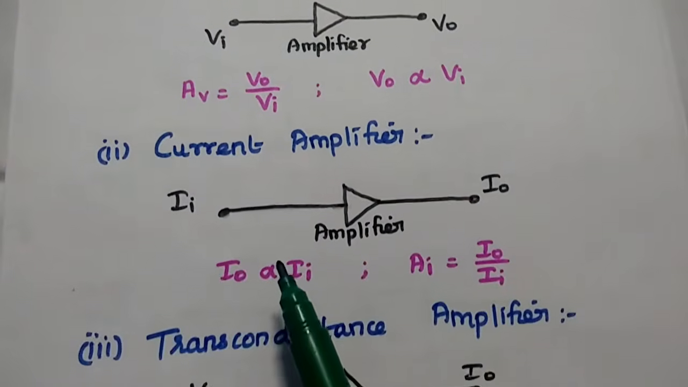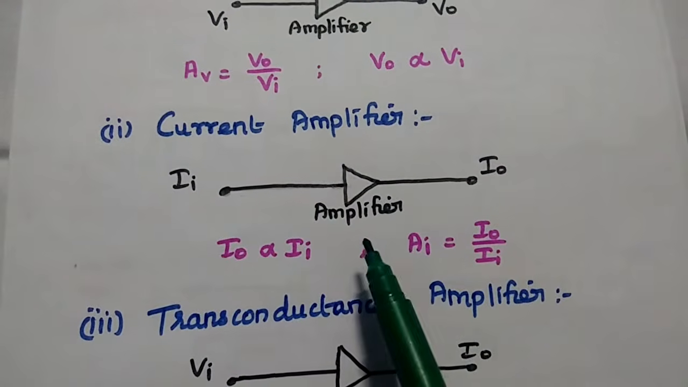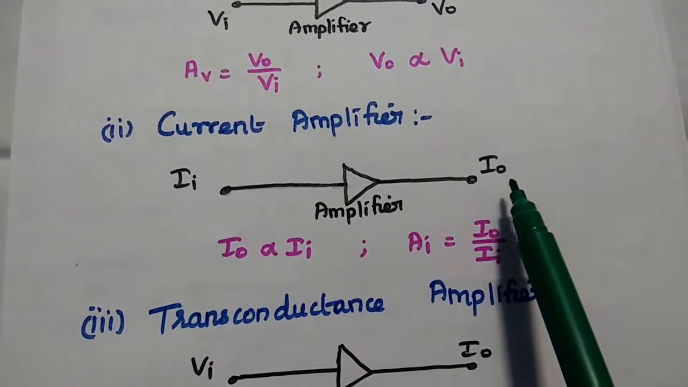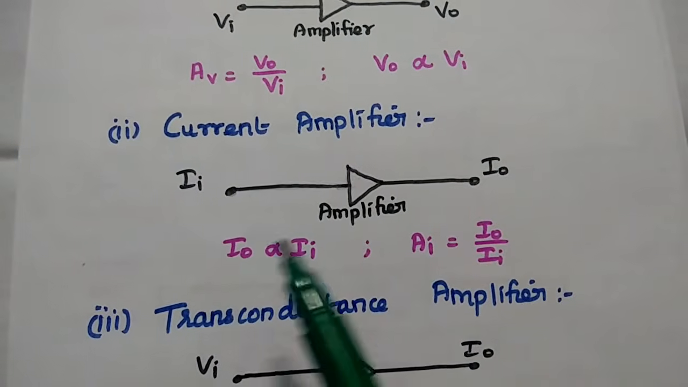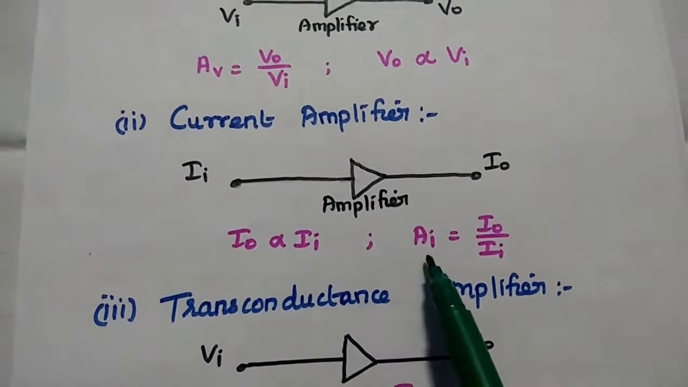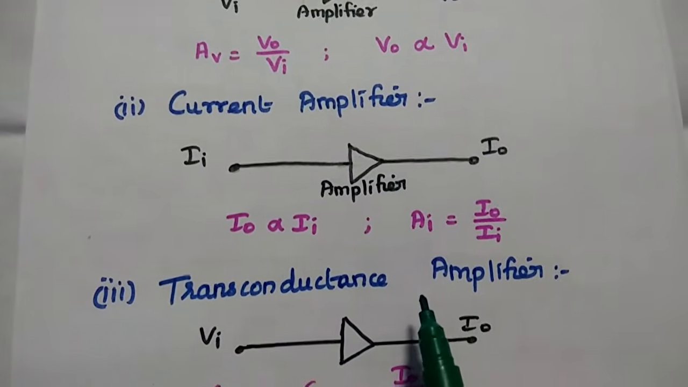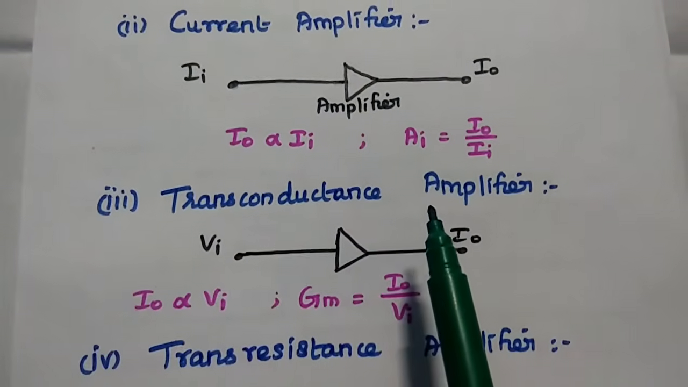The next one is current amplifier. In this one, the output amplified current is directly proportional to the input current. Here the gain is AI, equal to output current by input current.